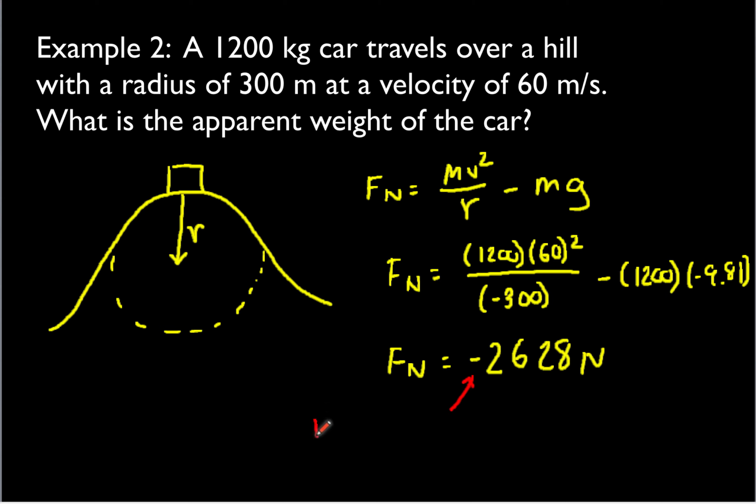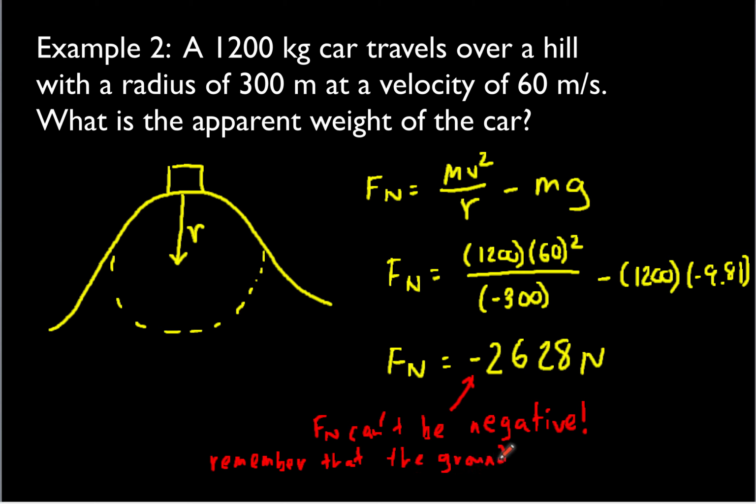This negative is not good. You can't have a negative normal force. Fn can't be negative. When you think about it, a surface can only push against an object. It can't pull it back in. Remember this. The ground can only push. It can't suck objects into it. So that means that in this case, since the ground is below the object, the normal force can only be up or positive. We can't have a negative normal force.